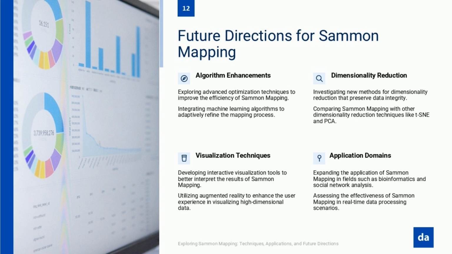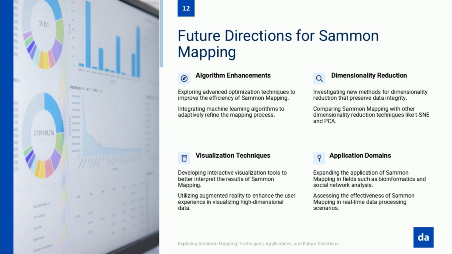Another promising direction is adaptive optimization techniques. Traditional gradient descent methods can be slow and require fine-tuned learning rates. However, advances in optimization algorithms, such as adaptive momentum-based methods and stochastic gradient descent variants, could significantly improve convergence speed and prevent the algorithm from getting stuck in local minima.